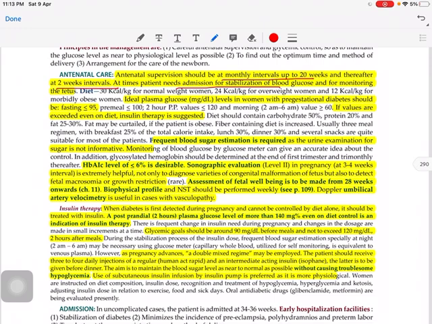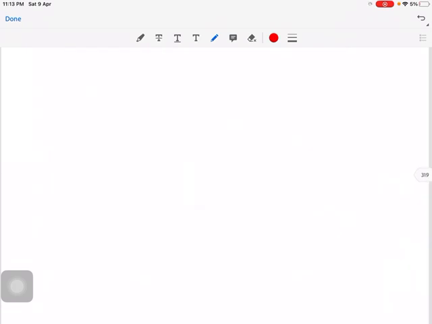Ideal plasma glucose should be: fasting less than 95, 1 hour less than 140, 2 hours less than 120, and HbA1c less than 6.